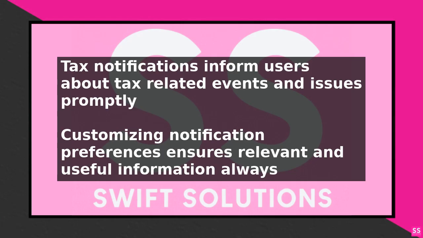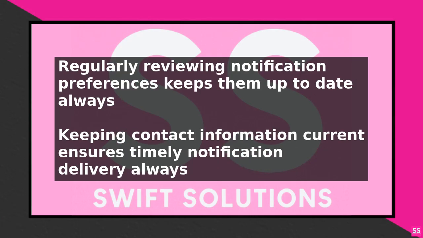Best practices for managing Betterment notifications include regularly reviewing your notification preferences to ensure they are up to date and relevant to your needs. You should also make sure to keep your contact information current, including your email address and phone number, to ensure you receive notifications in a timely manner.